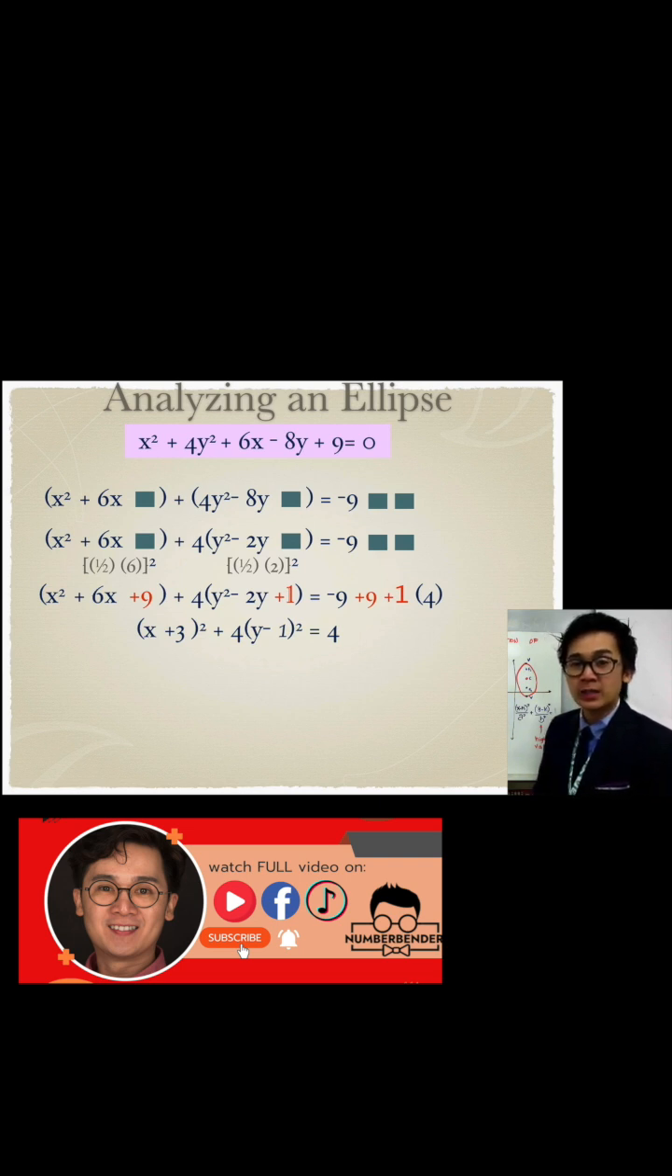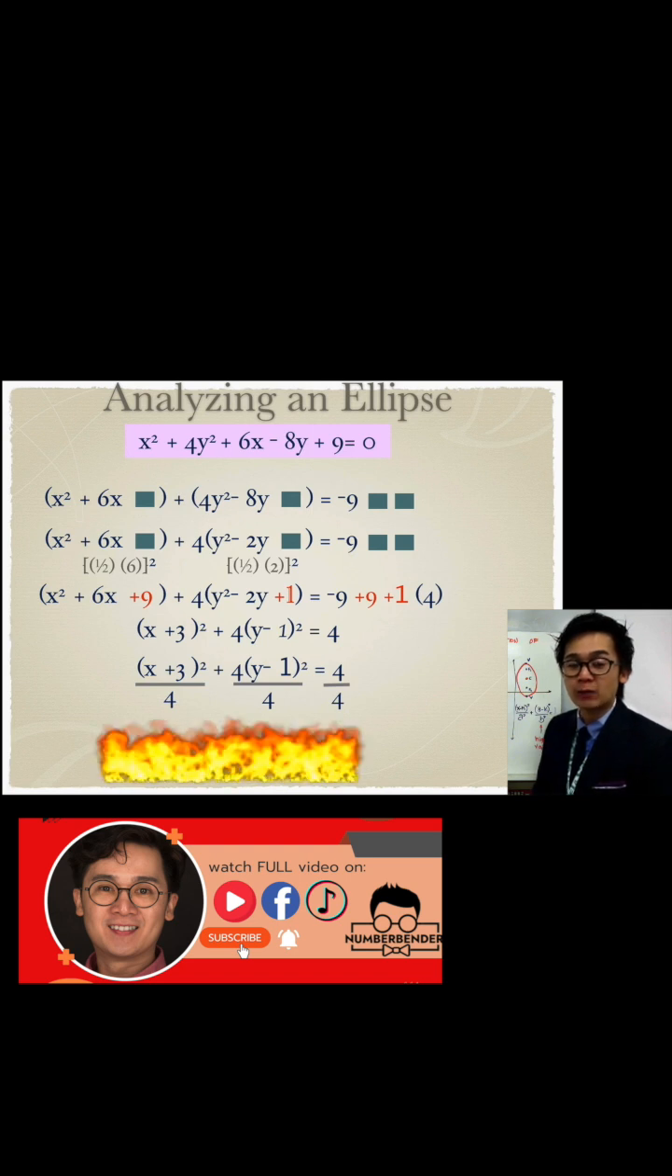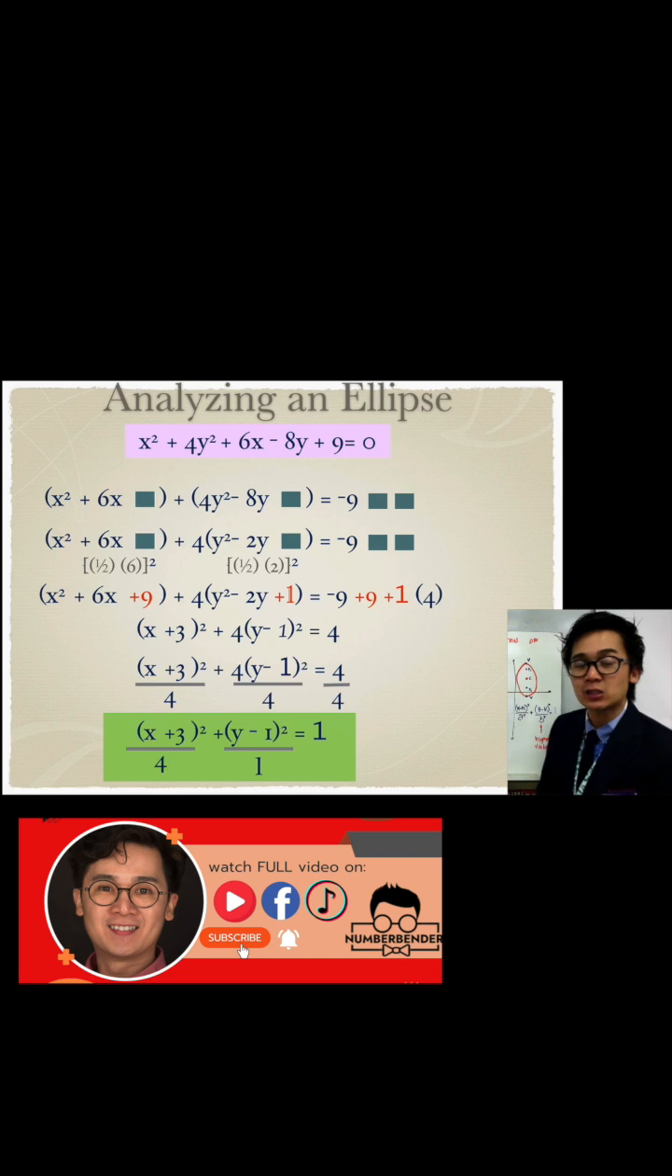Now, the equation of an ellipse needs to be equal to 1. So to do that, we need to divide all the terms by 4 to complete our standard equation. So to divide it by 4, we'll have the equation equal to 1, and we'll end up with (x plus 3) squared all over 4 plus (y minus 1) squared all over 1 equal to 1. And that's how we can change the general equation of an ellipse, or any conic section for that matter, to its standard form.